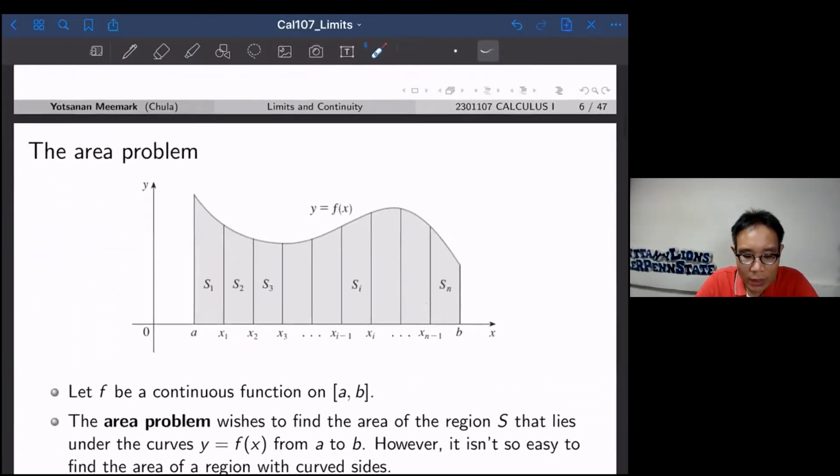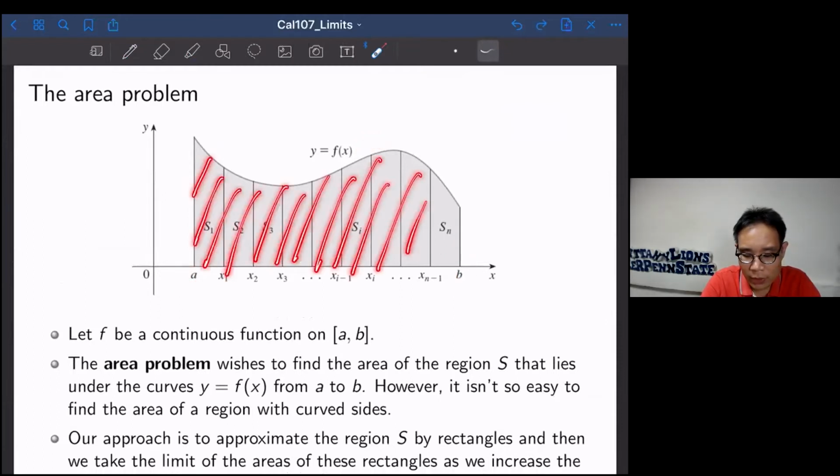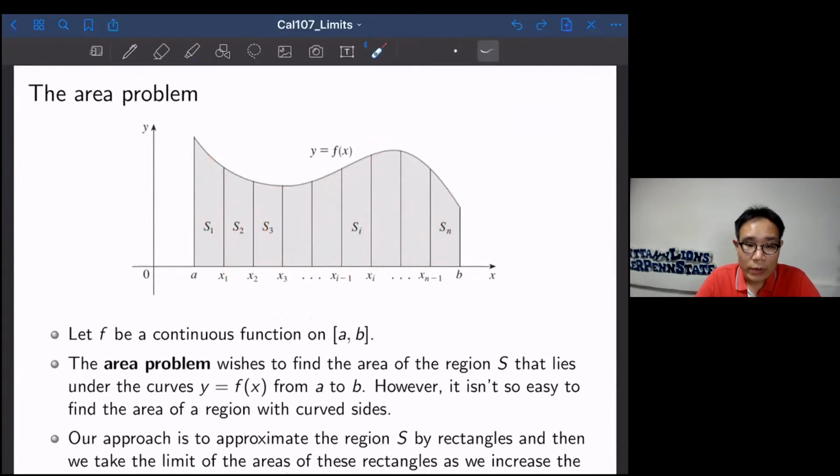Okay. The next problem that we're going to see is called the area problem, which is to find the area under the curve y equals f(x). So you have the curve y equals f(x) over the interval [a, b], and you wish to find the area under this curve. However, if you subdivide this area, it's not going to be the area of a geometric figure as you have been studying in high school.